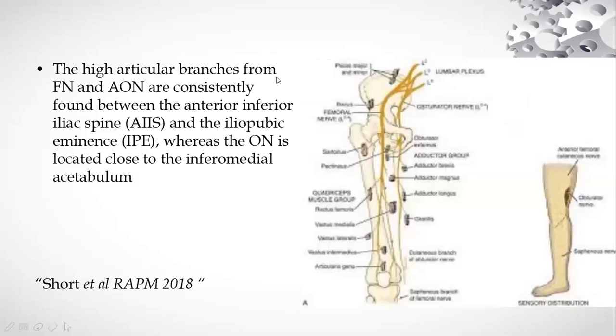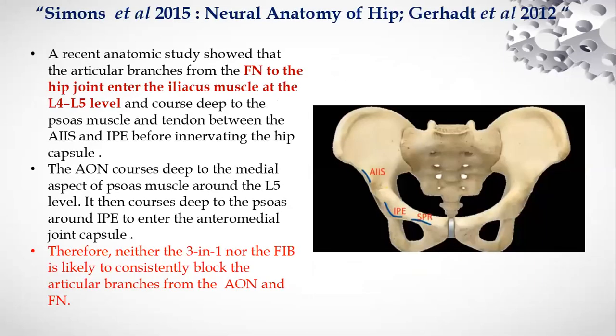What needs to be highlighted here again is the high articular branches from the femoral nerve as well as the accessory obturator nerve. They are consistently found in the same location, that is between the anterior inferior iliac spine and the iliopubic eminence. Between these two landmarks, both the femoral nerve and accessory obturator nerve have been found to be more or less consistently present, whereas the obturator nerve is located close to the inferior-medial acetabulum. This was the finding highlighted in the paper by Short.